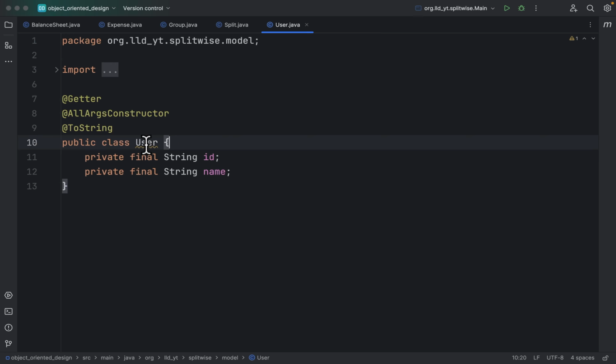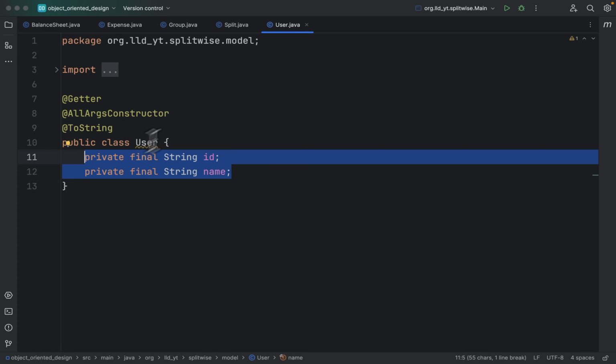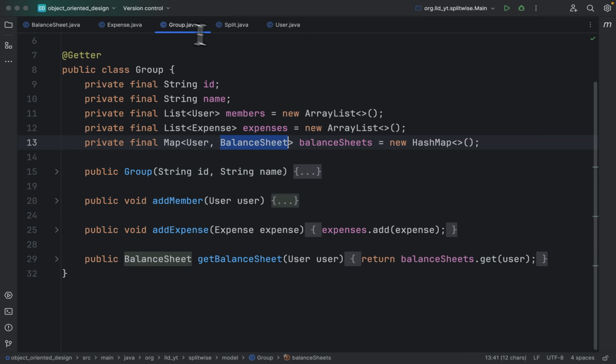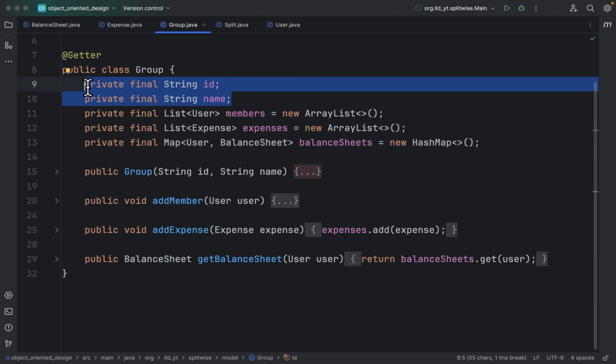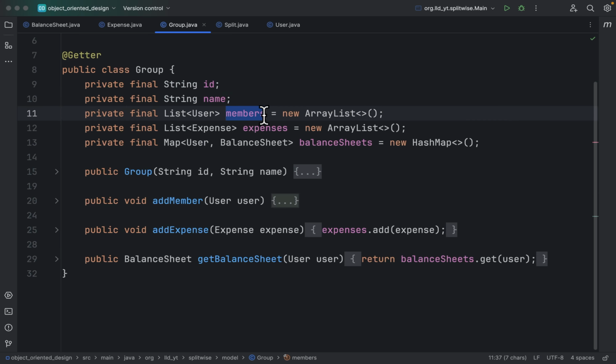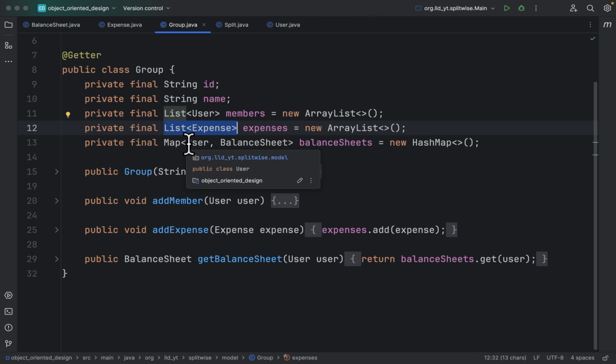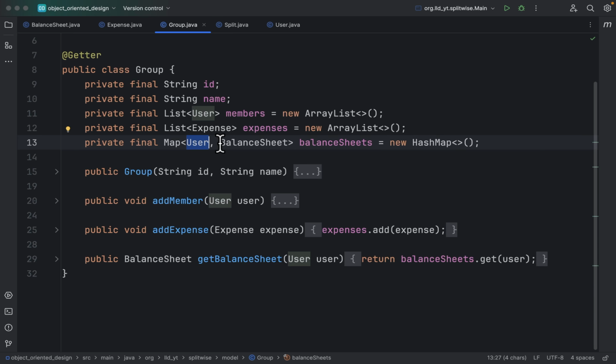Now let's check out different models. Okay. So firstly, we would be having this user class. Each and every user would be having the name and the ID. Now coming to the group class. So in the group class, again, we would be having the name and the ID for the group as well. And each and every group would be having list of users. So I'm calling that as members. And each member can create the expense in that group, right? So group would be having list of expense as well. And every user in that group will have their own balance sheet.